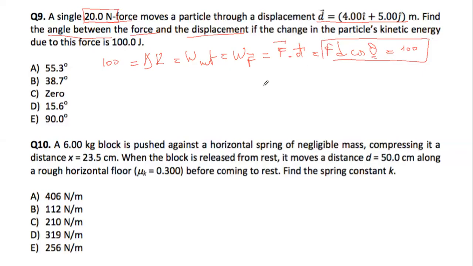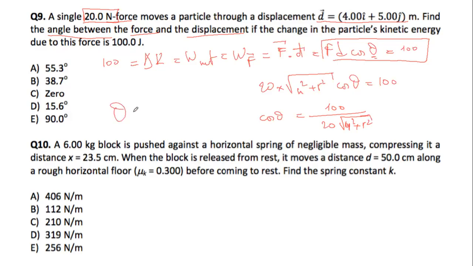What is the magnitude of F? 20. What's the magnitude of D? Well, I know it in unit vector notation, so the magnitude of D is square root of 4 squared plus 5 squared. Times cosine theta, and this has to be equal to 100. So cosine theta is 100 divided by 20 square root of 4 squared plus 5 squared. So if I want theta, you take cos inverse or arc cos. Okay, you do the calculation, the angle is 38.7 degrees.